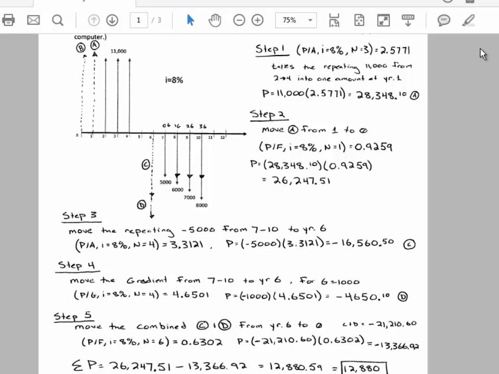Why did I move the gradient to year 6? All right. So the first time we see the extra 1,000 is in year 8, right? And so the first time you see the gradient, the 0 year is 2 years prior to that. If we go back 2 years from where we saw the 6,000, then that's year 6. That's just the pattern of a gradient: you first see the extra amount at year 2, and so the year 0 is 2 prior to that.